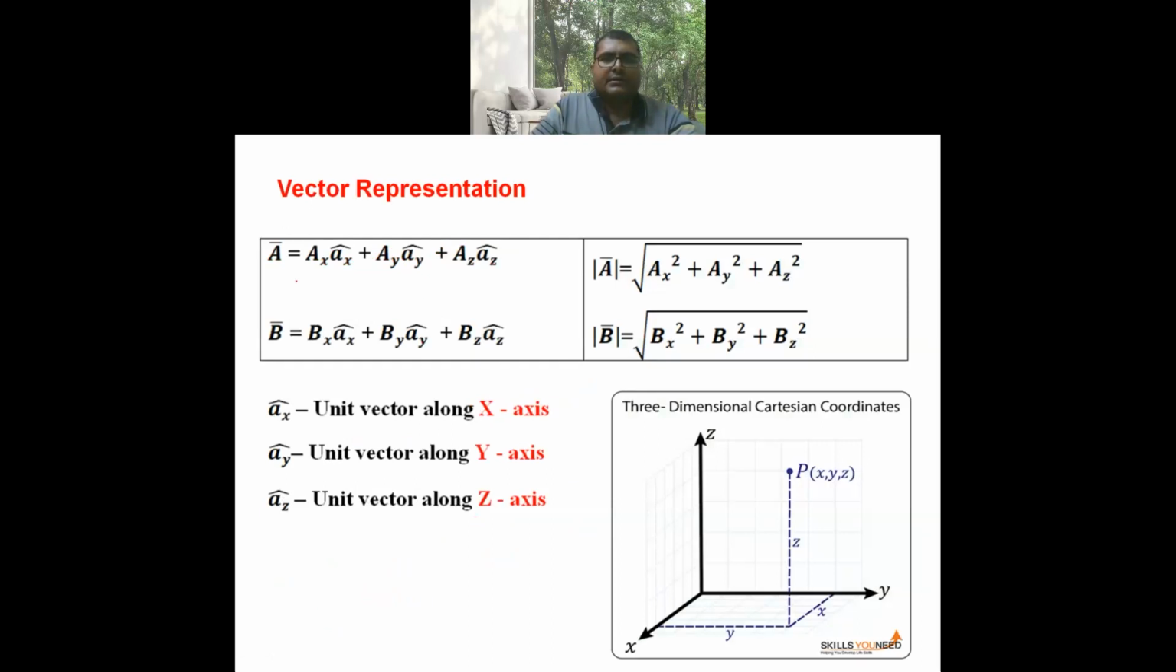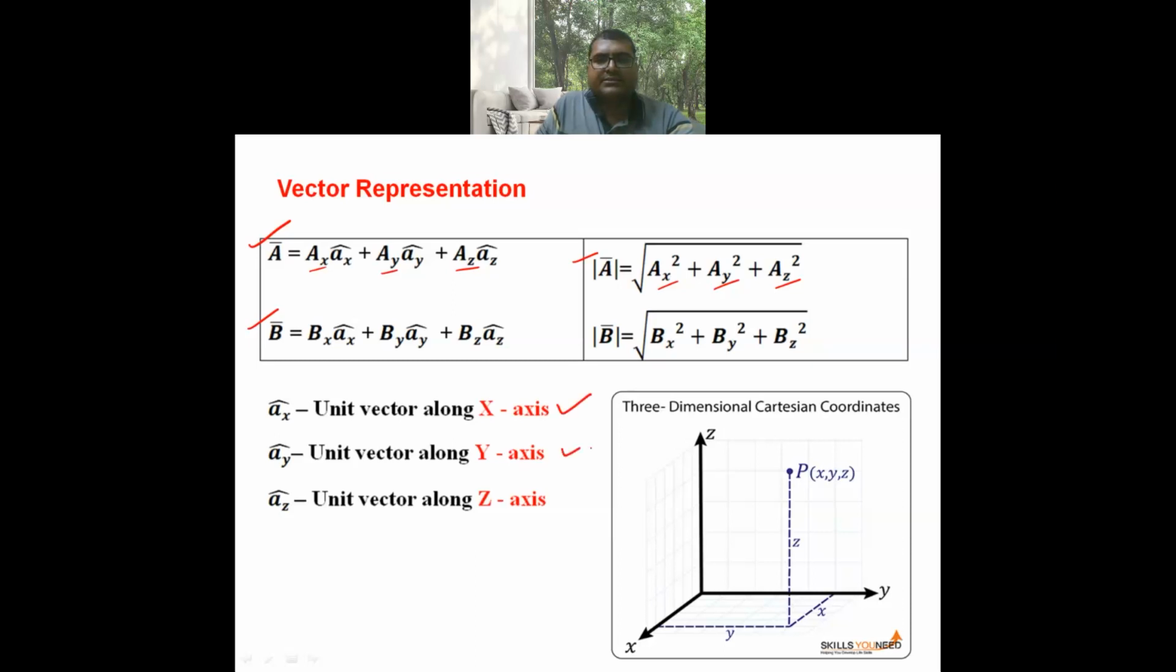Vector representation. A vector A can be represented as Ax, Ay, Az. Similarly, B is equal to Bx, By, Bz. The magnitude of vector A is the root of Ax square plus Ay square plus Az square. Here, Ax, Ay, and Az are the magnitudes of the vector along the x, y, z axes respectively, and in the same way for vector B, mod B is equal to the root of Bx square plus By square plus Bz square.